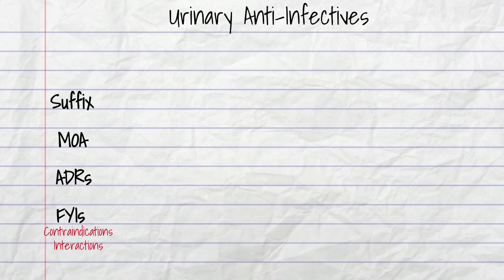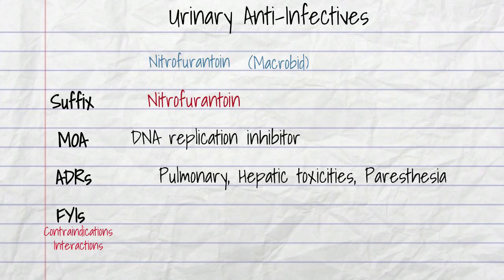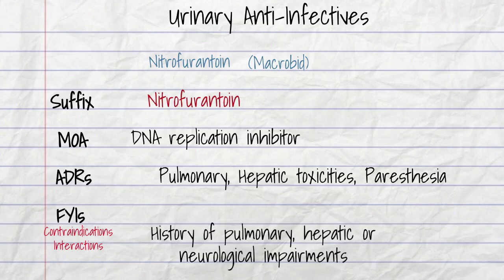Next is the urinary anti-infective nitrofurantoin, which works by preventing DNA replication of the bacterial cell. Hallmark adverse effects include pulmonary and hepatic toxicities as well as neurological abnormalities such as paresthesias. Therefore, anyone with underlying pulmonary, liver, or neurological abnormalities should not receive this drug.